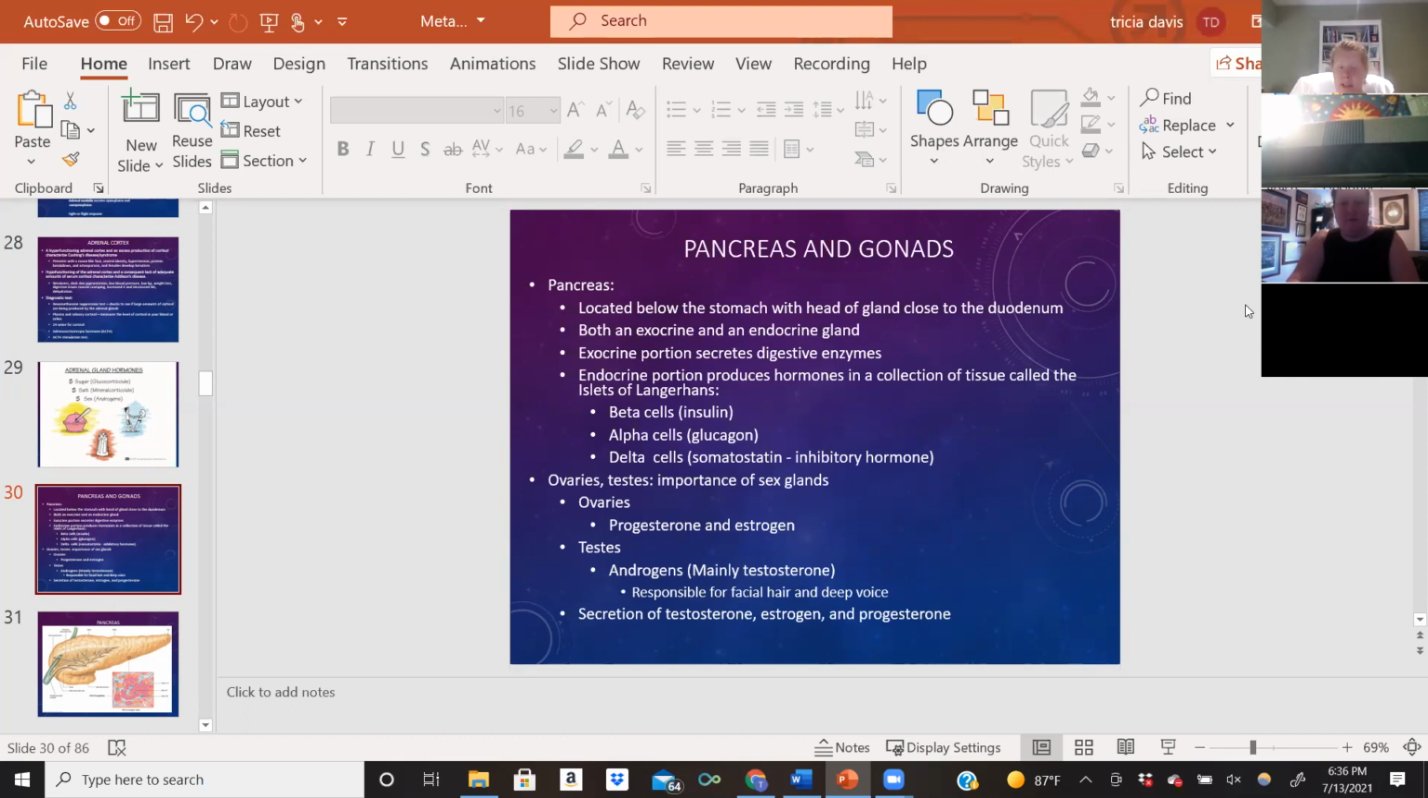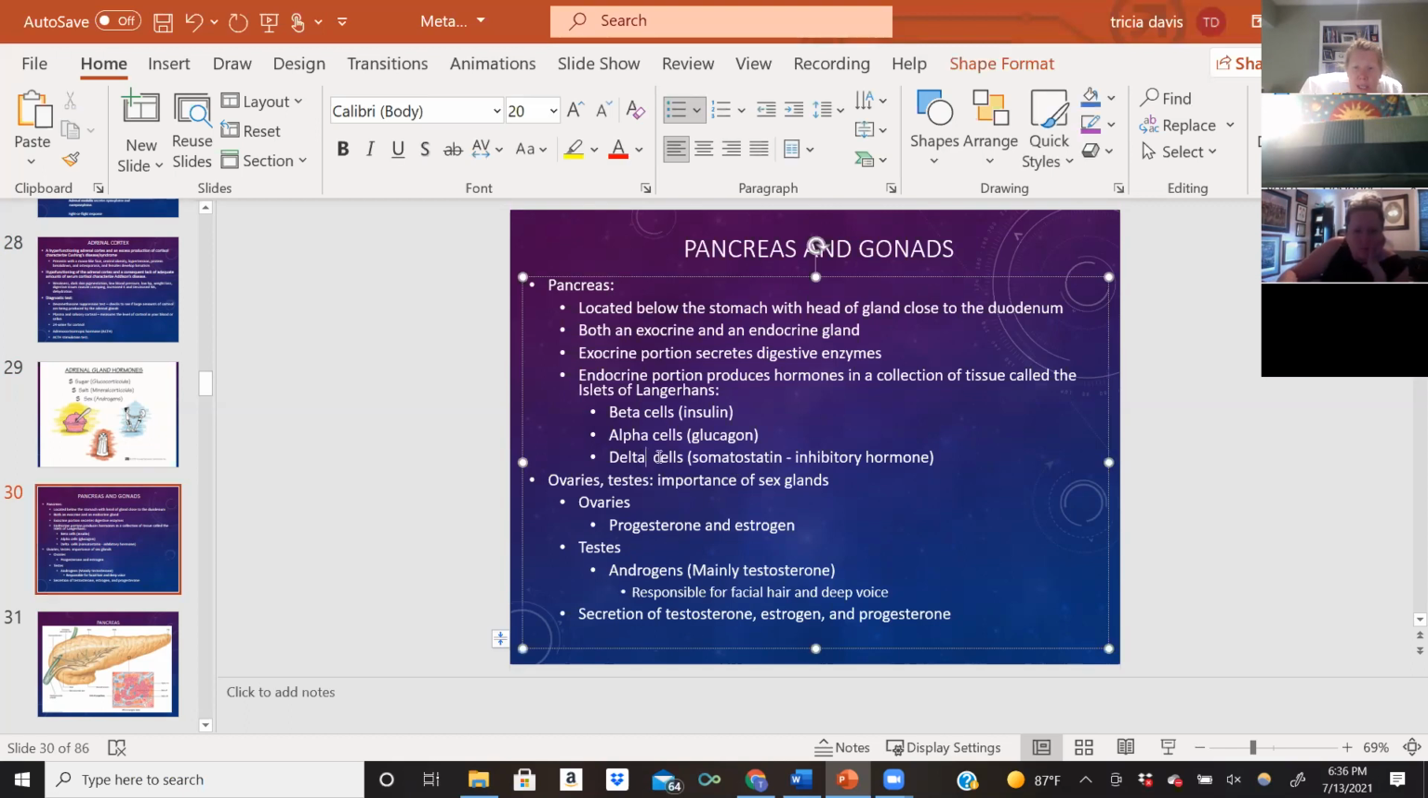In that Islet of Langerhans, we see 3 different types of cells. We have beta cells, which are going to be responsible for making your insulin. We have your alpha cells, which are going to be responsible for the glucagon. And then we have delta cells. The delta cells are going to be responsible for making somatostatin, which we said a couple slides back is that inhibitory hormone.